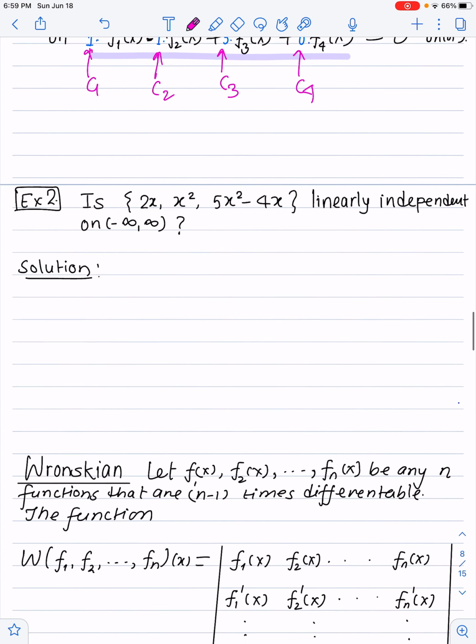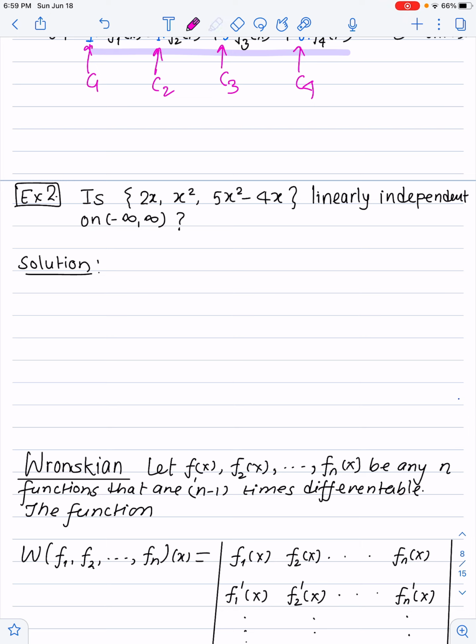Okay, all right. Now we have here 3 functions, 1, 2, and 3. Let's check whether these functions are linearly dependent or independent on the interval -infinity to infinity.